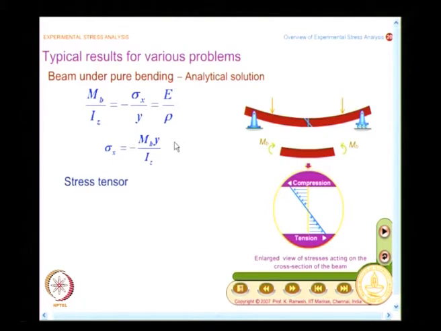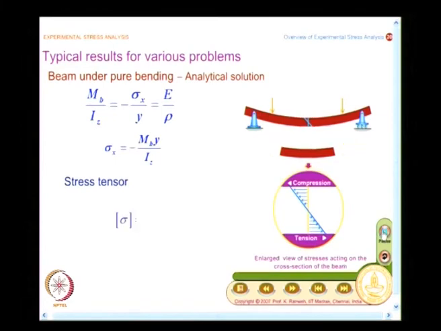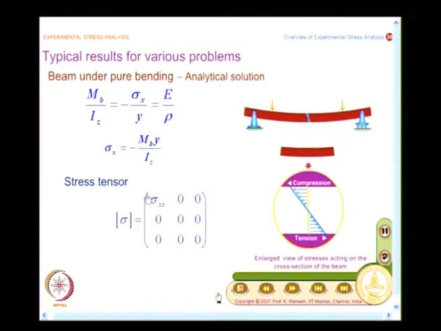The expression for sigma x is only a component that you are looking at, and what you have to understand is that this is just not a number, you have to understand this as a tensor. So, when you say tensor, I have to plug this component appropriately in a 3 by 3 matrix, and fill the other components. In this particular example, in the stress tensor only the component sigma x exists, all other components are 0.